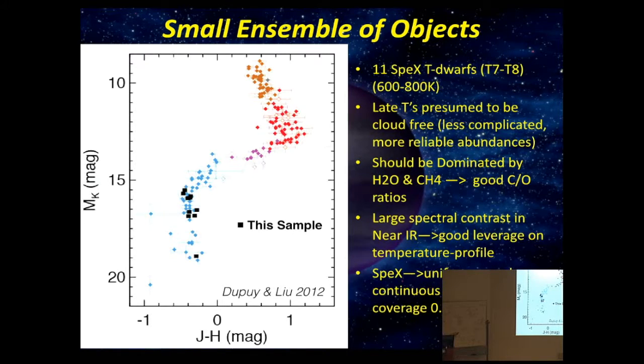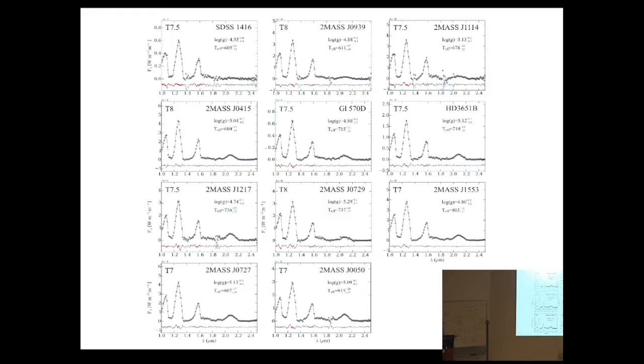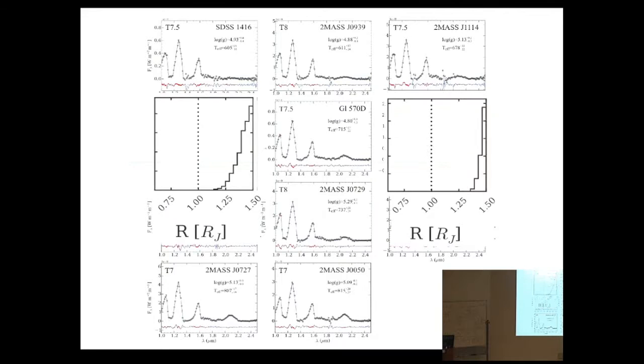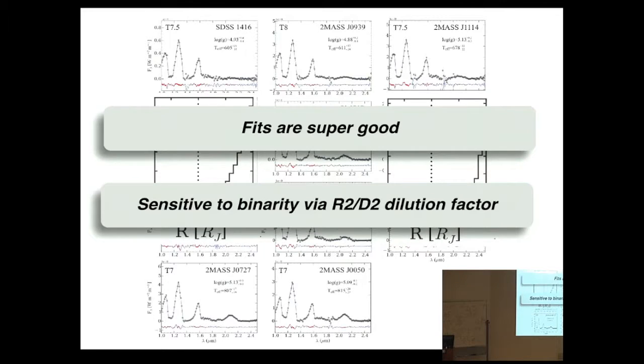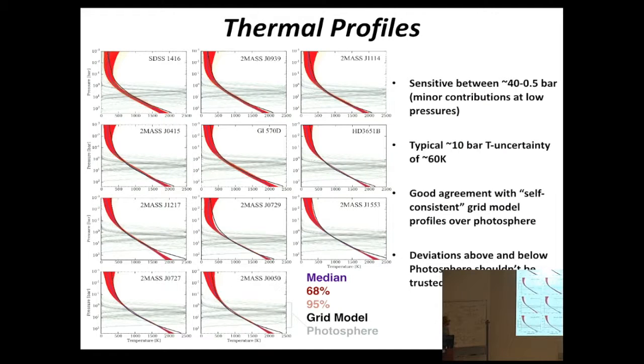And again, the temperatures of these objects are sort of analogous to the peak in the temperature distribution of transiting planets from Kepler. So it's a useful temperature regime to understand. This is our sample of spectra, and the fits are good. Just want to show you, the residuals are small. I'm just going to skip through that because that's not interesting. Fits are super good, and we might be sensitive to the fact that some of these objects are unresolved binaries. And so we can back out what the thermal structures for each of these objects are.